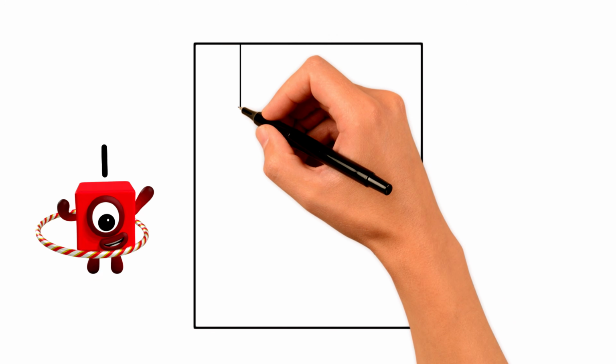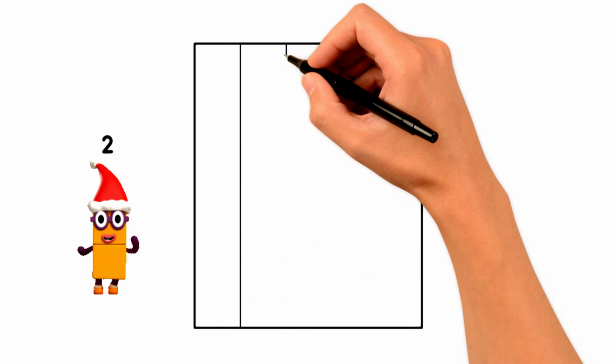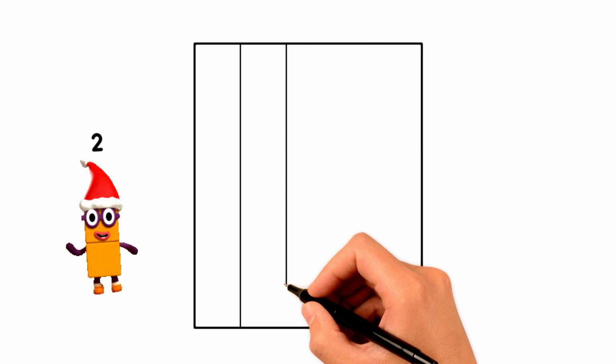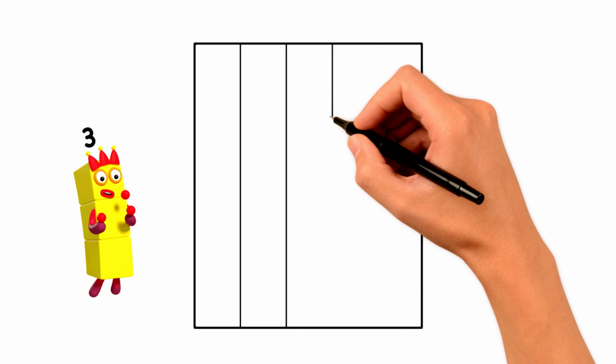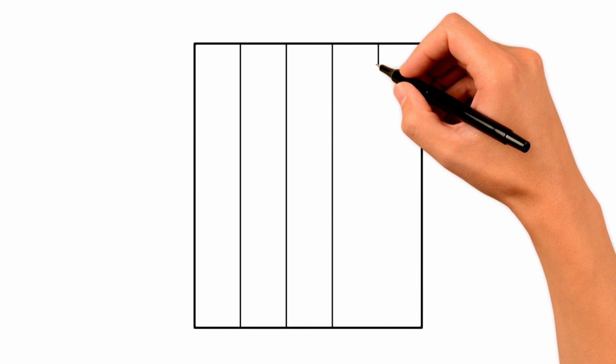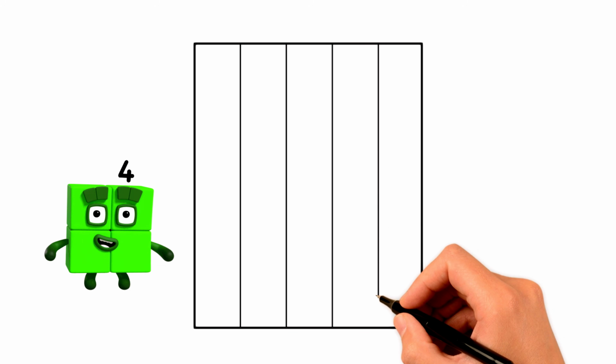Now inside the rectangle, draw 4 vertical lines. 1, 2, 3, 4. 5 sections. 5 sections for 5,000.